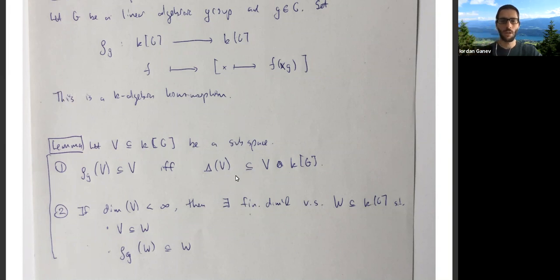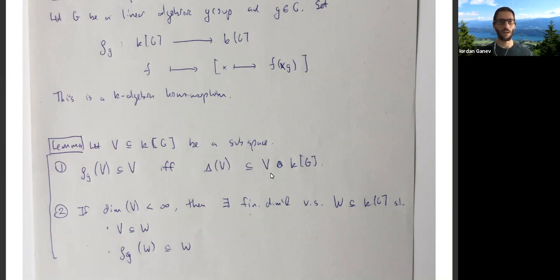So in general, if we have delta V, it'll land in K brackets G tensor K brackets G. That's from the coproduct, where it starts and where it finishes. And the claim is that it lands in a subspace of K bracket G tensor K bracket G, namely that subspace where in the first coordinate we always have something in V.